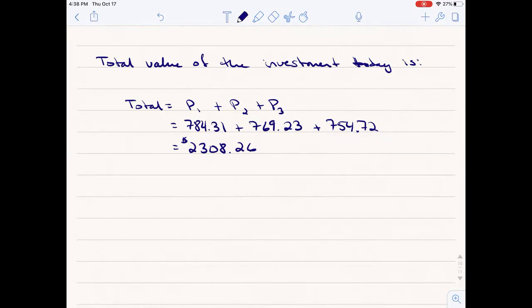So if the bank said, hey, if you pay us $2,400 now, we'll pay you $800, $800, $800, that's not very good. Maybe if they asked for something lower than this, you would say, oh yeah, sure, that sounds good. Because you know that the value of those payments today is 2,308.26. That way you're able to compare what's a good deal and what's a bad deal for investments.